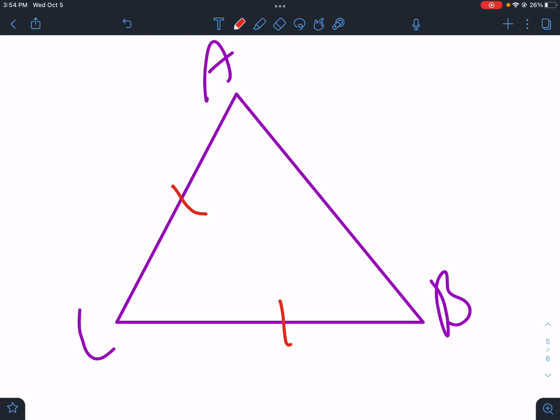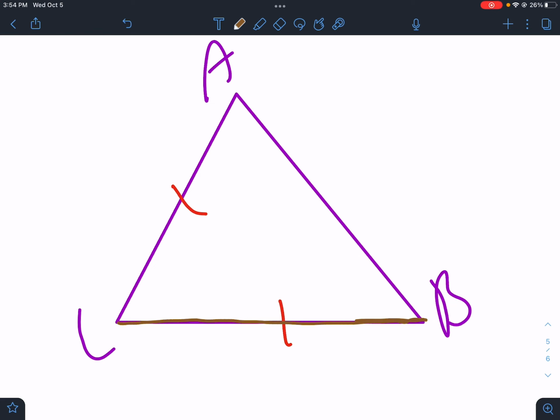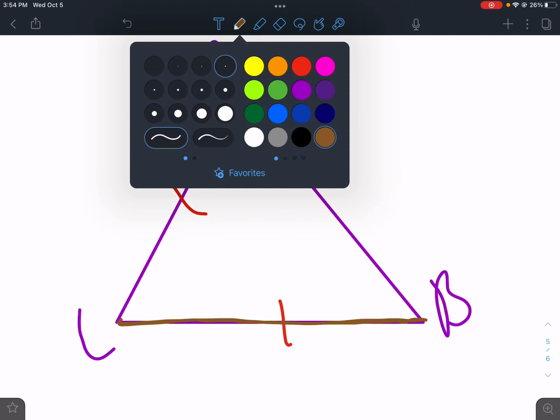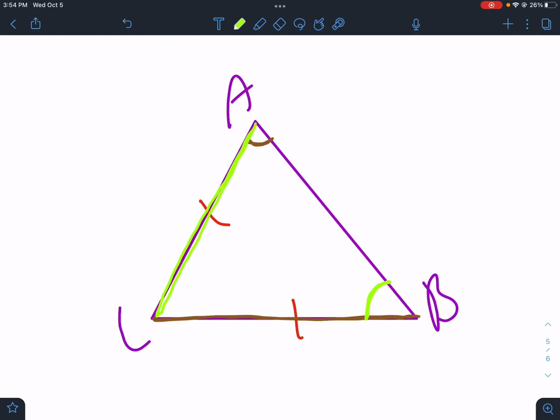Well, the side CB, this side down here, what angle is responsible for side CB? It is angle A. If angle A got bigger, CB would have to get longer. So I know angle A is responsible for CB. What's responsible for the other one, AC? What is responsible for this side over here? It would have to be angle B. Angle B is responsible for side AC. So if you know that AC and BC are equal, then you know that angle A and angle B are equal.